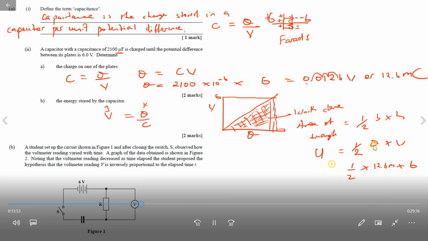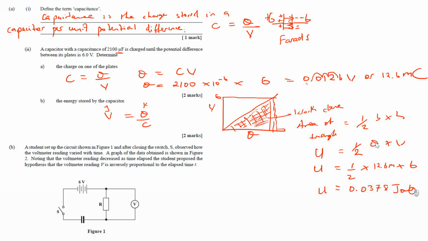And if you're paying attention, you could substitute for Q, so Q is equal to CV. You could then get a different equation that says U is equal to half CV squared. But we're not really doing that right now. I'm just letting you know that there are different equations, but all the other equations that we'll talk about will come from this basic equation. So at this point, we can see that the amount of energy stored is 0.0378 joules.